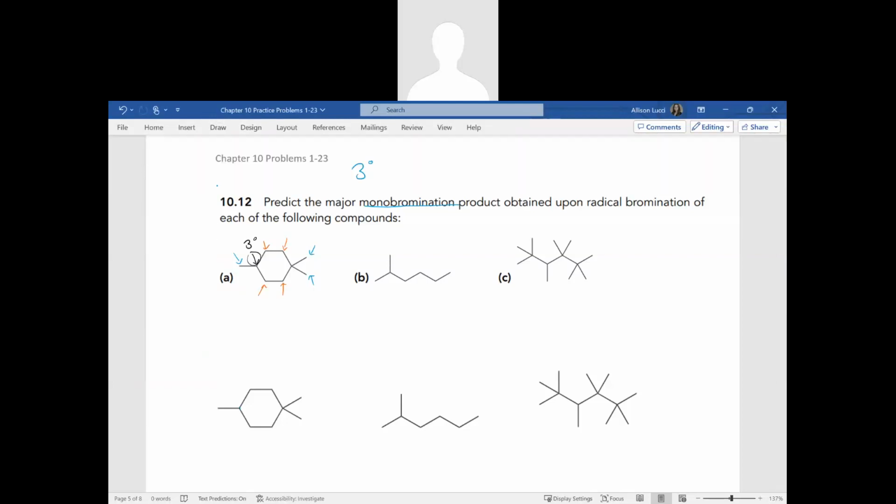So our predicted product would look like this down here. So we have monobromination where a tertiary radical site would be. Let's take a look at compound B here.